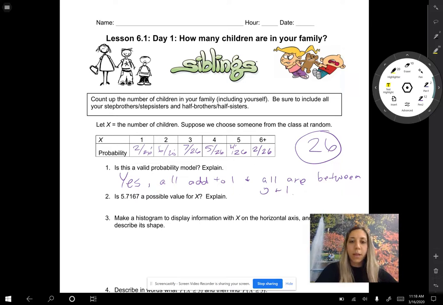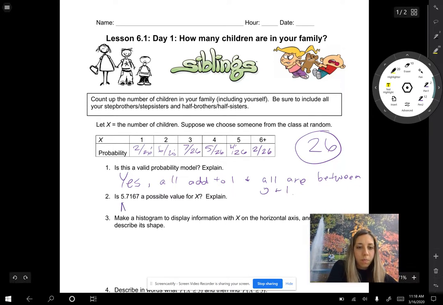So our next question asks, is 5.7167 a possible value for x? And the answer to that is no. Why? Because we can't have 5.7167 of a sibling. So you can't have part of a sibling.